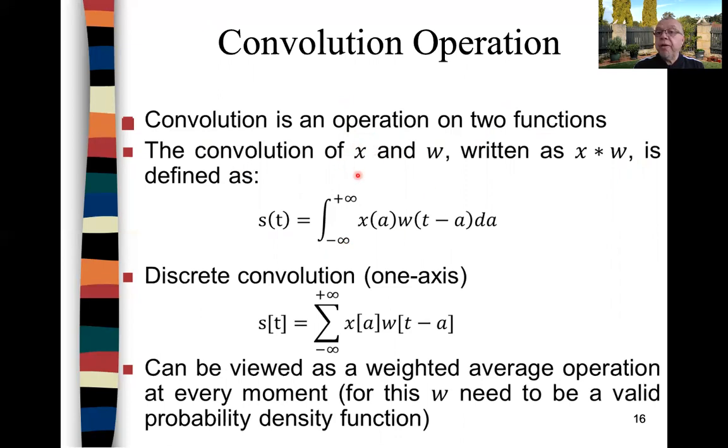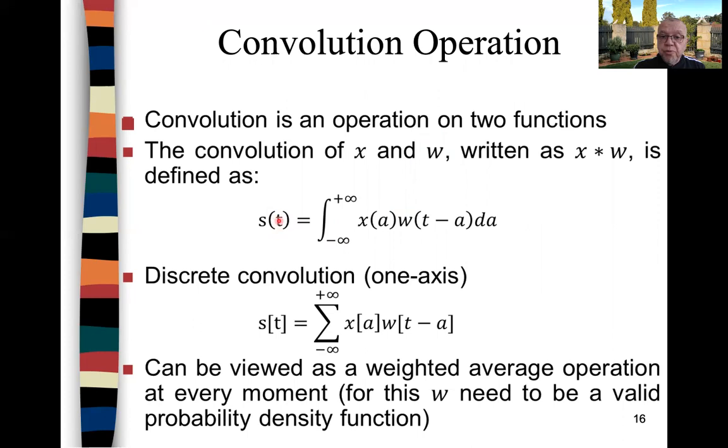So x is our input signal. W is, actually, it is good that it is written here as W because it corresponds to the weights. This is what you want to learn. In signal processing and image processing, W is also called a kernel. So you would like to learn the kernel. So this is the simple operation.